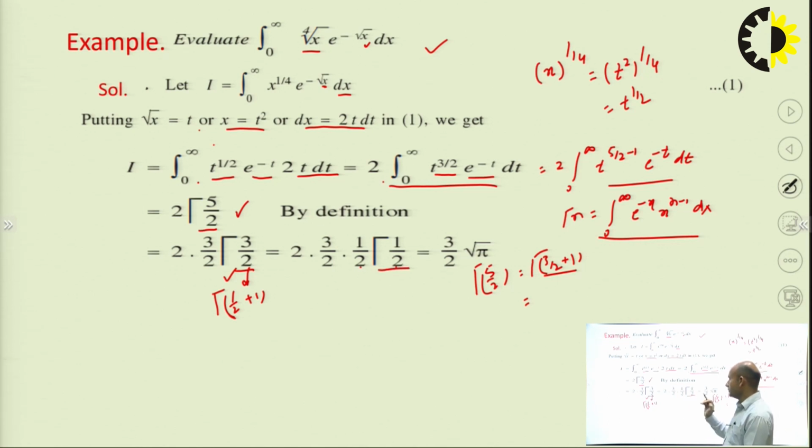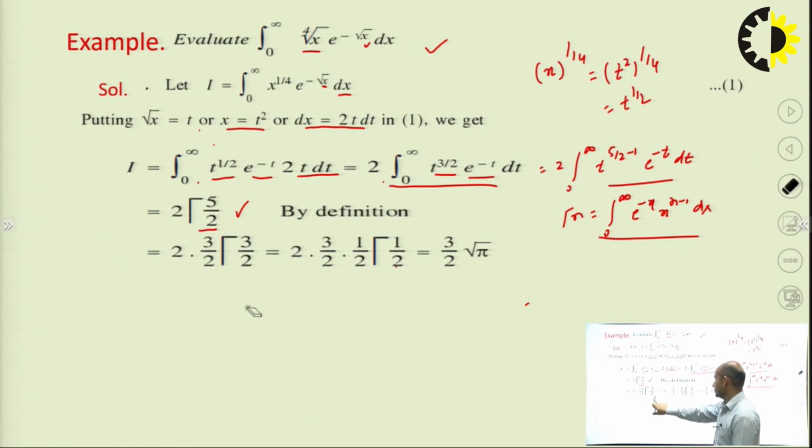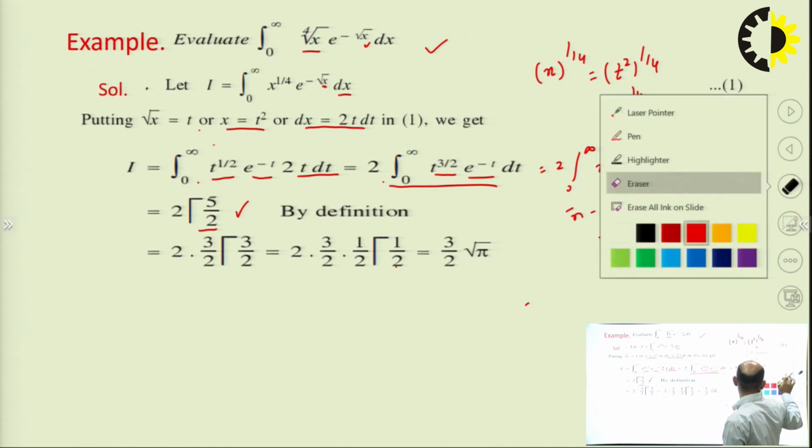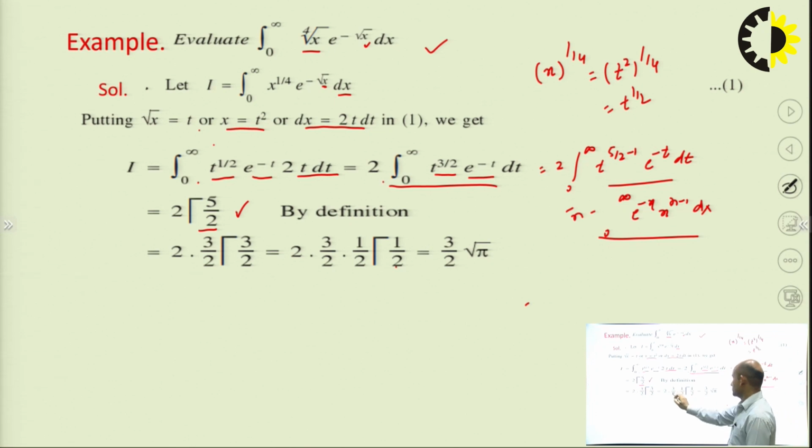So this integration will be 2 into 3 by 2 into half into gamma half, and the value of gamma half is root pi. We will discuss this later. This gamma half is root pi, so we can show this later. The value of this integration is, this one will be cancelled here, so 3 upon 2 gamma half. So the value of the integration is 3 upon 2 root pi. We will discuss this later.